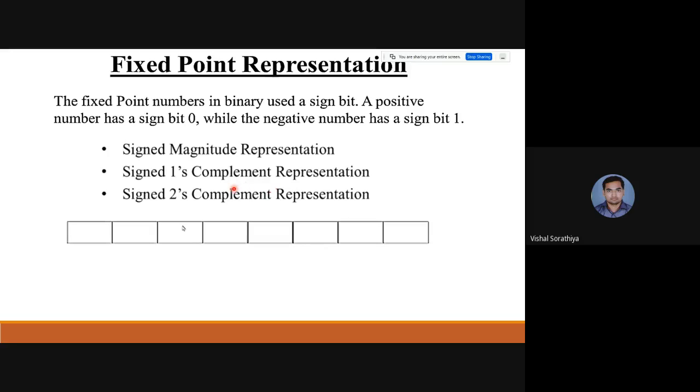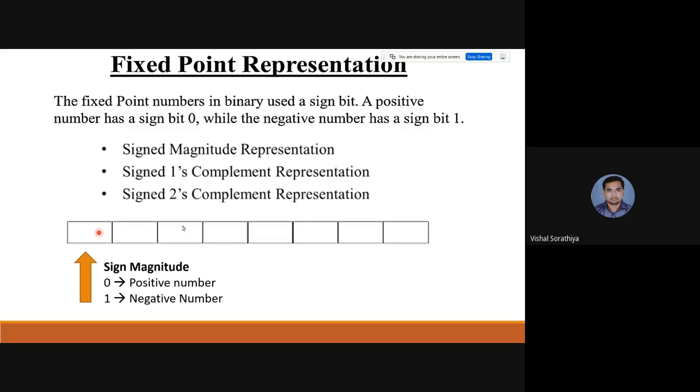Now there are representations in binary. According to these representations, we can identify the sign magnitude representation, the 1's complement representation, or the 2's complement representation. So we will see first the sign magnitude representation. If the first digit of this 8 digit number is 0, then it is a positive number. If it is 1, then it's a negative number.